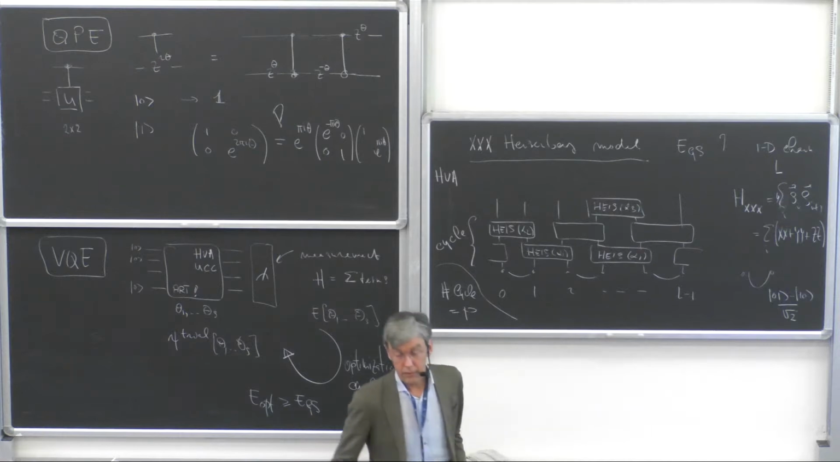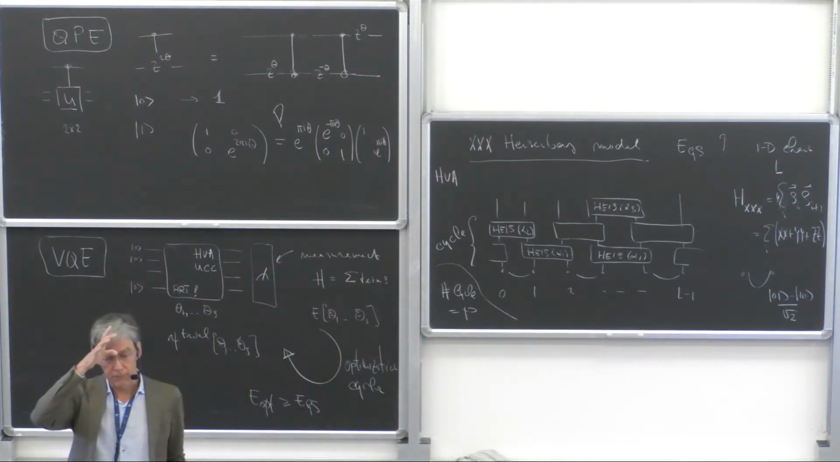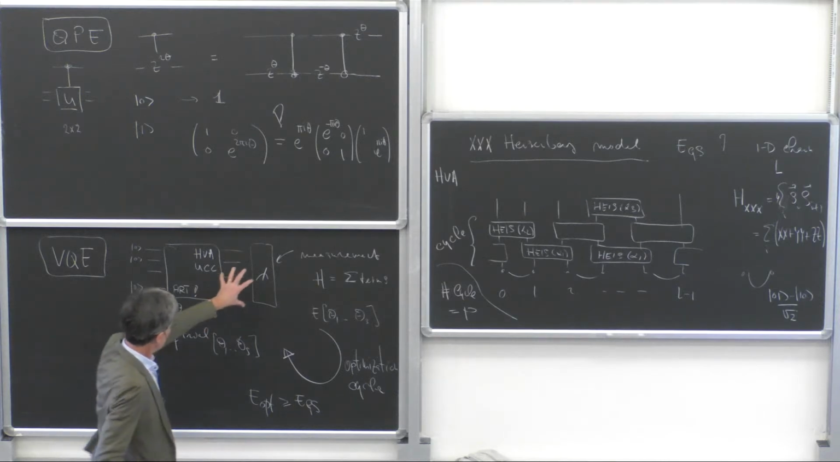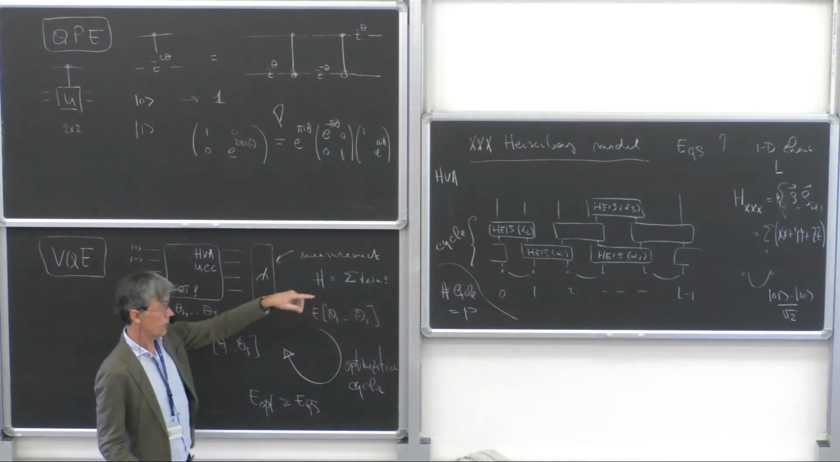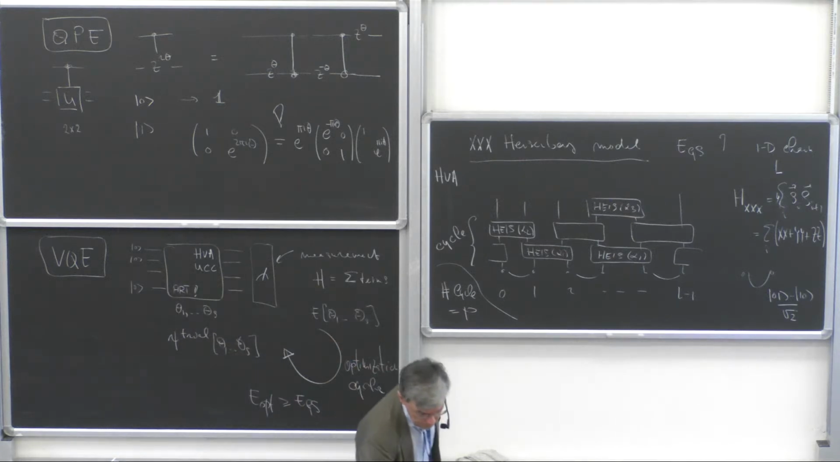In QPE, I never did this, right? Because I inputted my Hamiltonian via its unitary. Here, I need it because I have to measure all those terms that are over there. So I have to tell my code what that is. So that's ready now. And now let's build circuits.